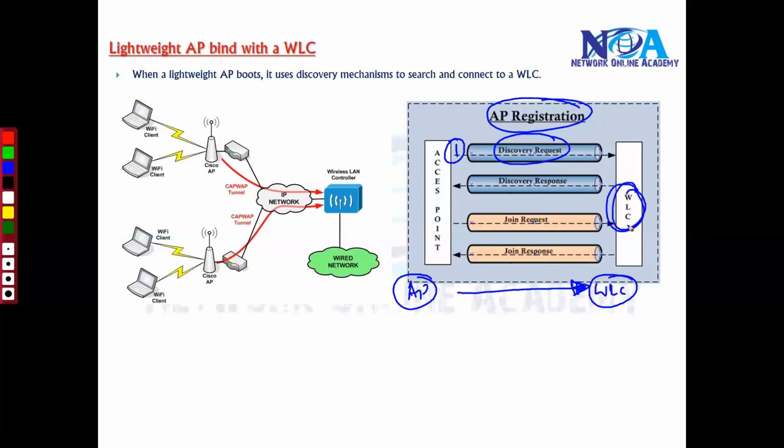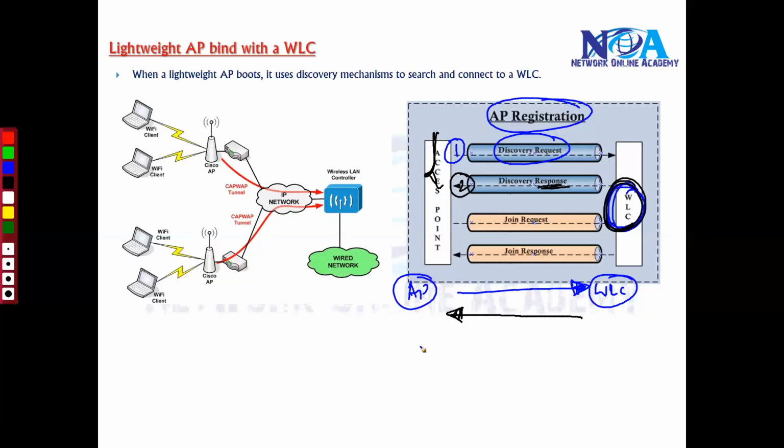Now, one or more WLCs you may have in your network. Now that WLC is going to receive that particular message, the discovery request message from the access point, and is going to respond with that. So that's the next option, the second one, which is the discovery response, which is sent by the WLC back to the access point. So the first 2 steps are the discovery process, where the access point sends out the discovery request messages, and the WLC responds with the discovery messages.